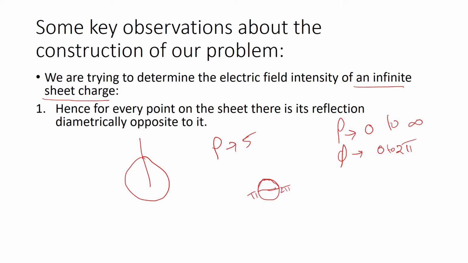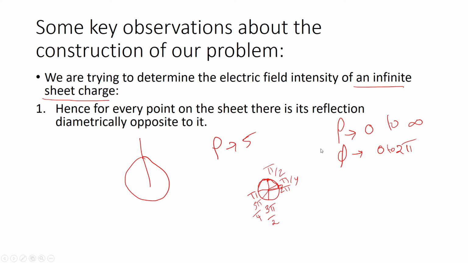For example, if you draw here at pi by 2, the diametrically opposite point would be 3 pi by 2, right? Or for example, if you are here at pi by 4, you would be having a point here at 5 pi by 4. And so not just these values, any value you can express from 0 to pi, you would be having the reflections at pi to 2 pi. Right?